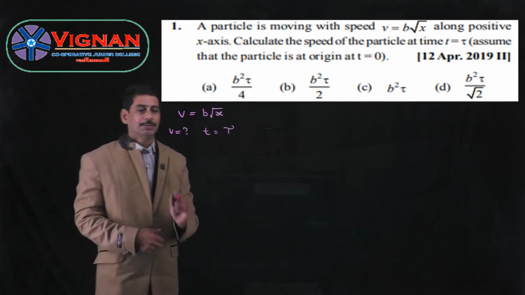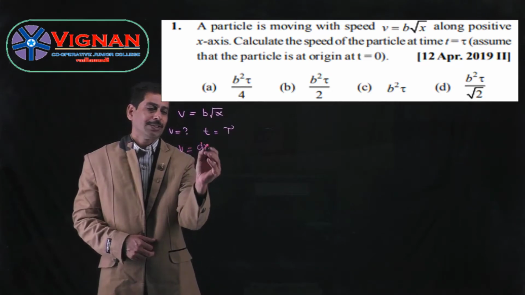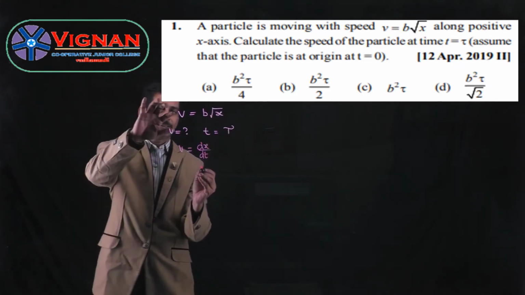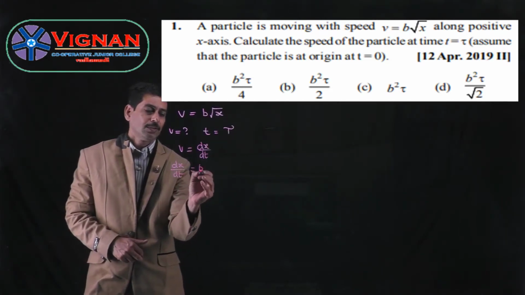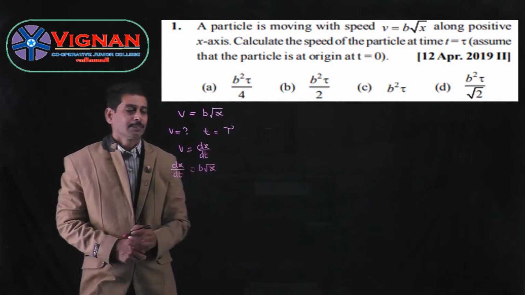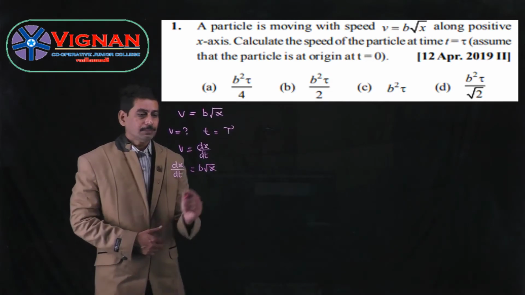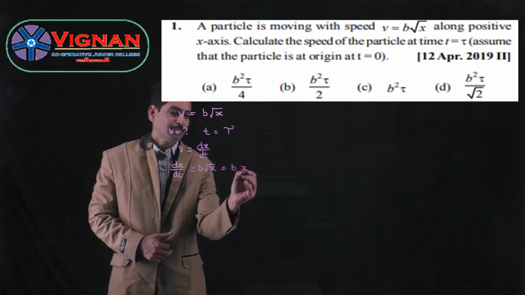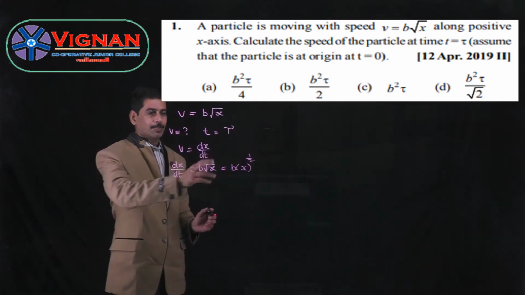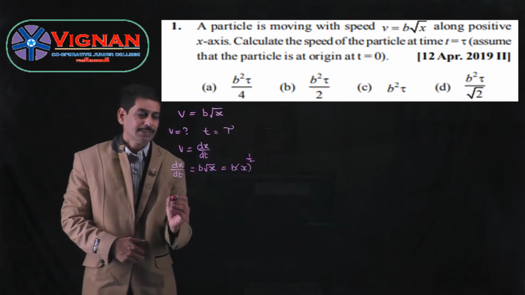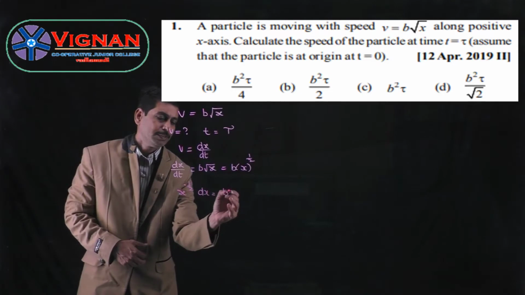So we know the velocity is nothing but rate of displacement, that is v is equal to dx by dt. So here instead of v you can write dx by dt is equal to b into root x. And root is nothing but x power 1 by 2. So this is nothing but b into x power 1 by 2. And if we bring x power 1 by 2 to this side, we get x power minus 1 by 2 into dx is equal to b into dt.